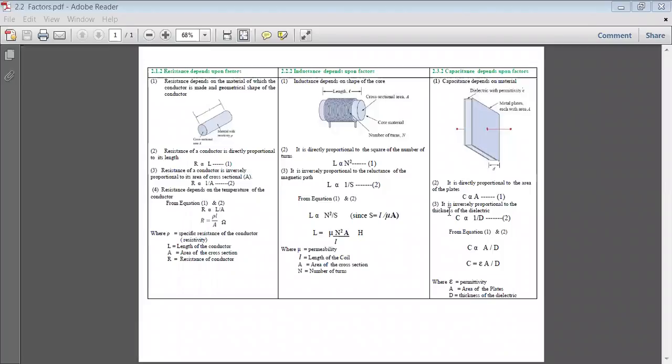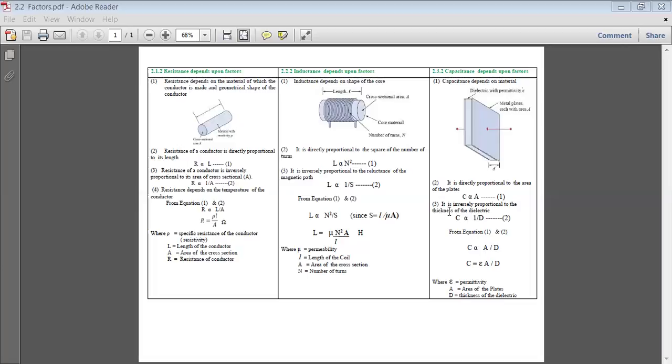Right now we are going to part 2 of introduction to DC circuits. Here we'll discuss factors. First, resistance depends upon some factors. Second, inductance depends upon some factors. The capacitance also depends upon some factors. We'll discuss these topics today.